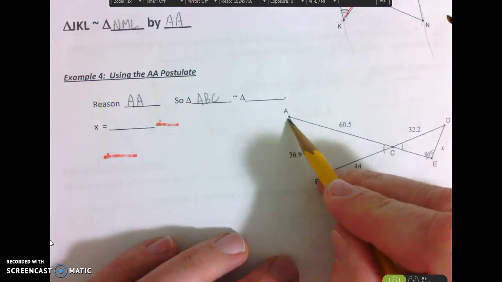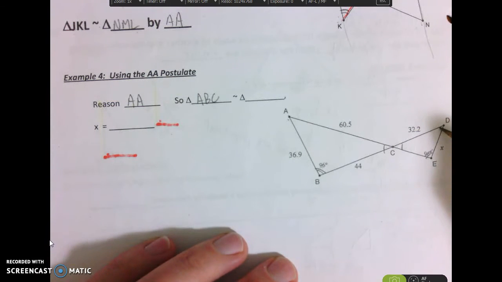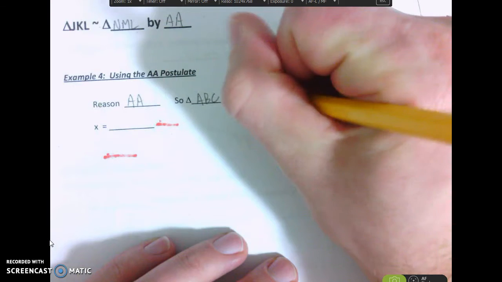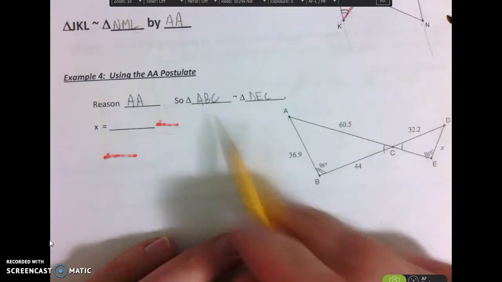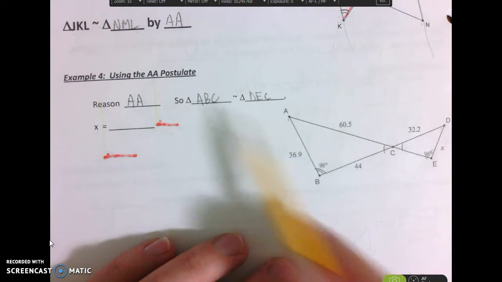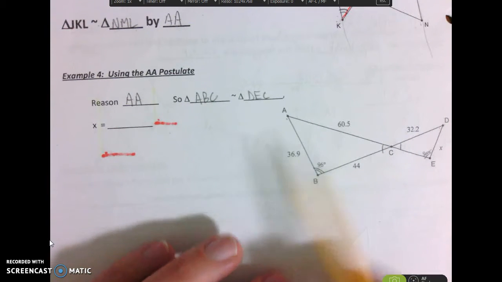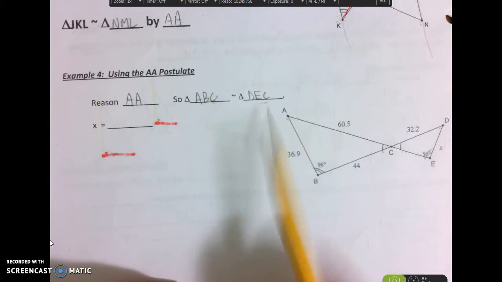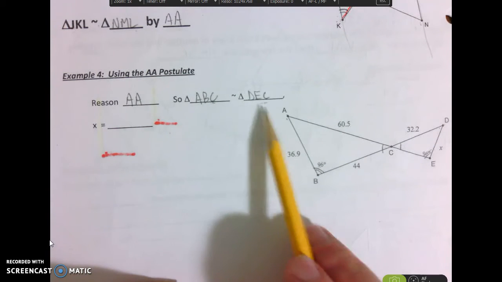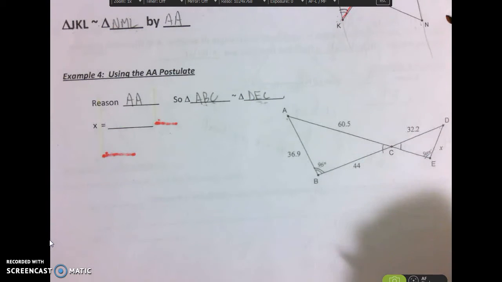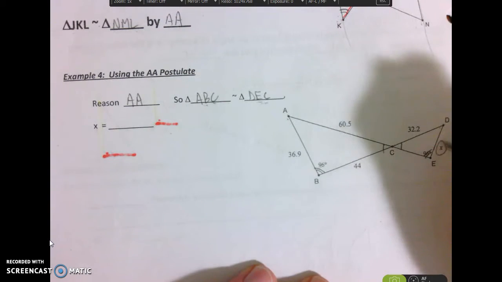Notice the A had no marks on it, so I'm going to start on D because it has no marks. And that is similar to triangle DEC. Again, make sure your marks match so that the congruent angles are in the same position. Like the C and the C are both congruent, the E and the B are congruent, and they're in the middle. So now to solve for x, x would be this side.